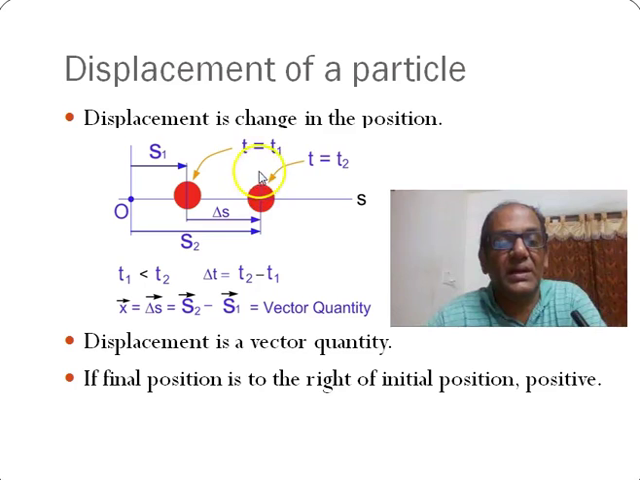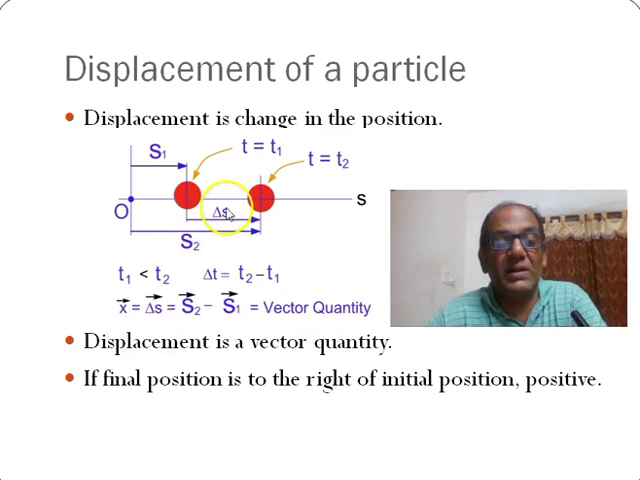For example, at time t is equal to t1, the particle is at the point shown by this red dot here. At time t is equal to t2, the particle, let us say, moved to a new position. At time t is equal to t1, your position was s1. At time t is equal to t2, your position was s2. So the position changed, and we say that this change is what we call delta s, that is the displacement. So delta s is s2 minus s1. We call it a vector quantity.